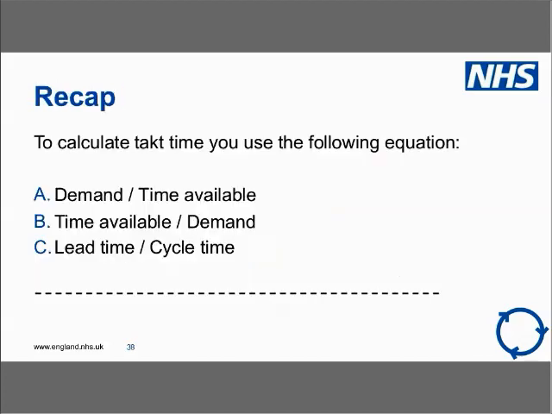Okay, we're going to do a quick recap with you guys. If we can start the polling, please. We've had the maths part, it's the quiz part. Calculate takt time. You use the following equation. Is it demand versus time available? Time available divided by demand, or lead time divided by cycle time?